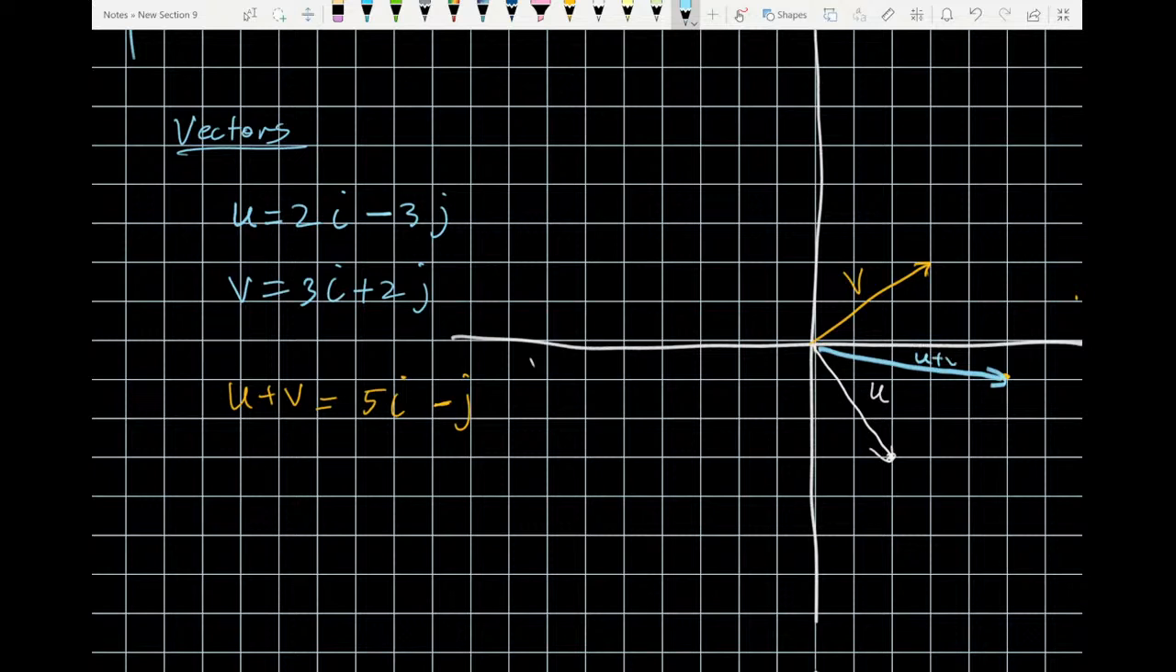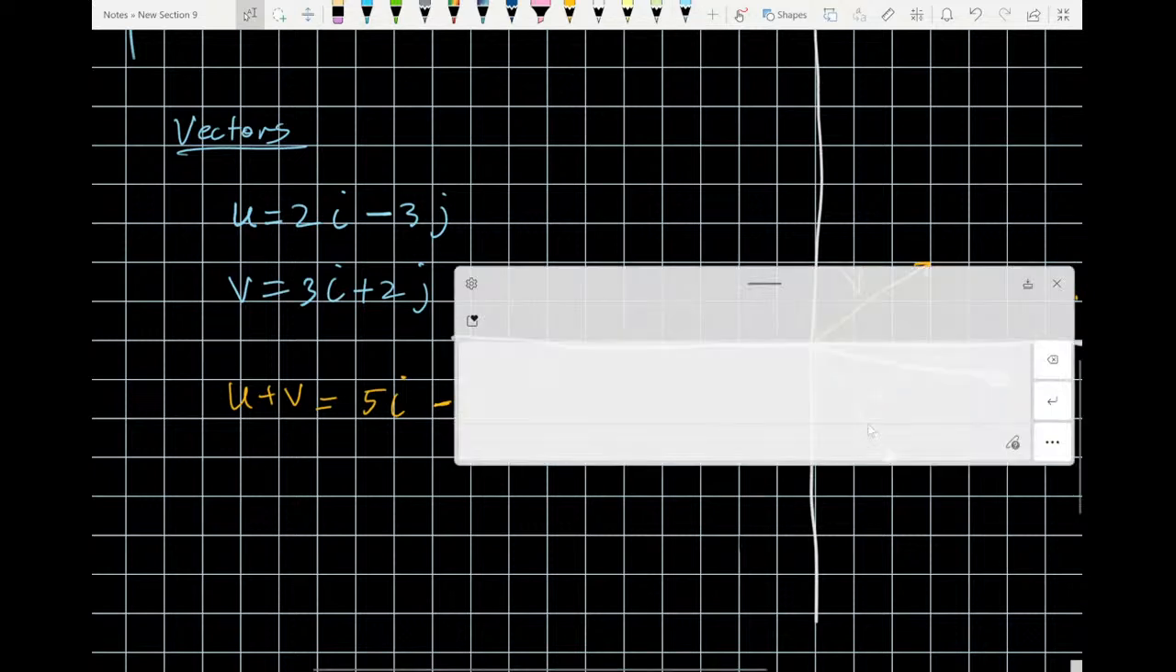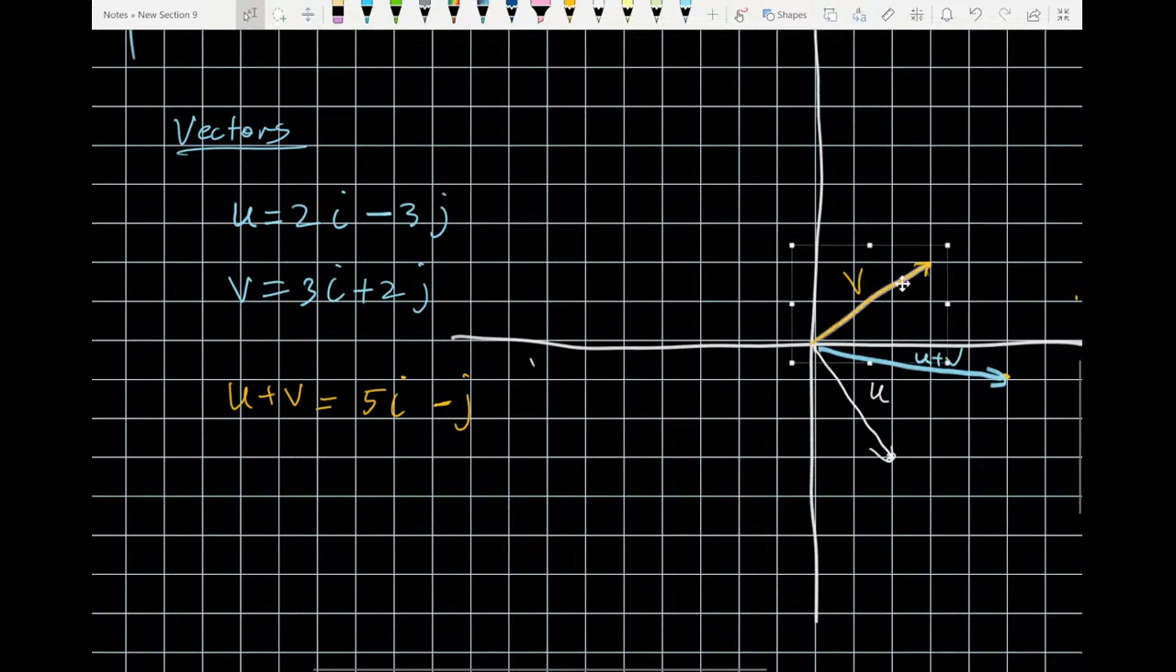That's u plus v. Another way of looking at that problem would be, if I take this v and add it to this u, look, I get that vector, right over here.